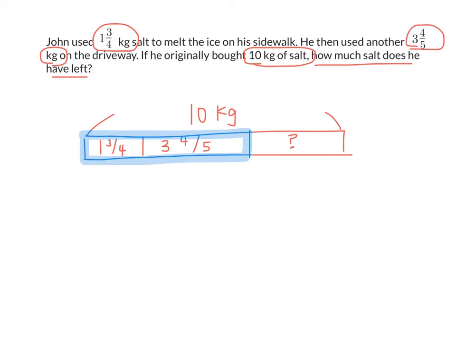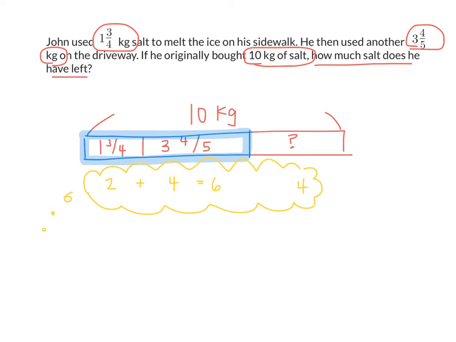Let's lock these estimations in our head. 1 3/4 is pretty close to what? 2. Okay. And 3 4/5 is pretty close to? So about how much did he use up already? 6. Okay. So about how much would he have left? 4. Right? Because 10 minus 6 is 4. So we're going to keep this in our head as our estimation, okay?